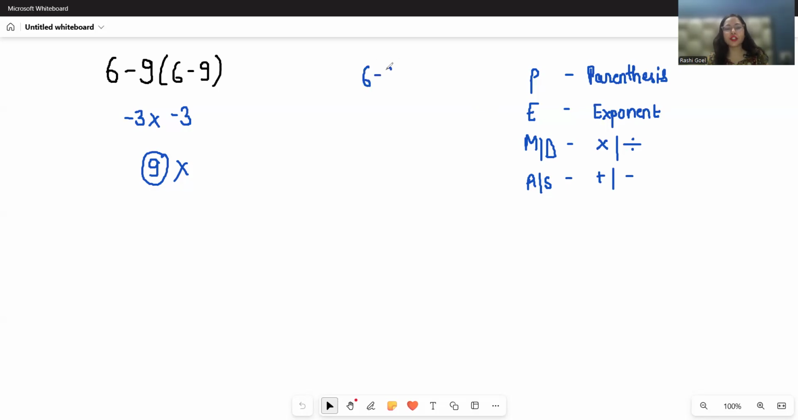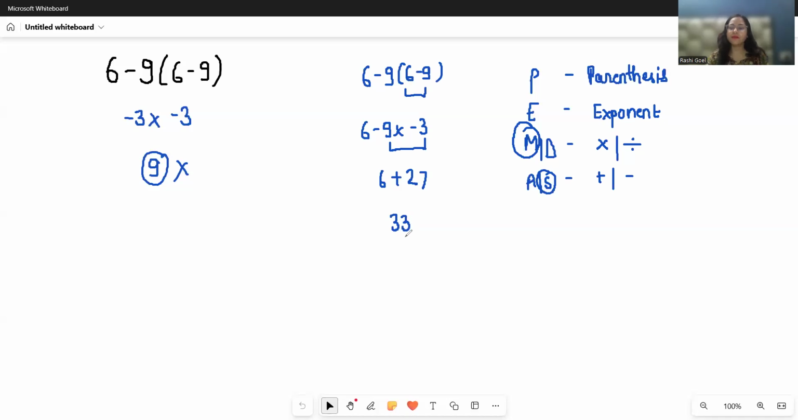Now rewrite the expression and solve it with the help of the PEMDAS rule. So first you have to solve the bracket. So 6 minus 9 is minus 3. Always rewrite the left out terms, that will help you to choose the operations. So now we have two operations, that is subtraction and multiplication. As we can see in the PEMDAS rule, we have to give priority to multiplication over subtraction. So the multiplication sign is in between minus 9 and minus 3. So minus 9 times minus 3 is plus 27, and 6 plus 27 is 33.